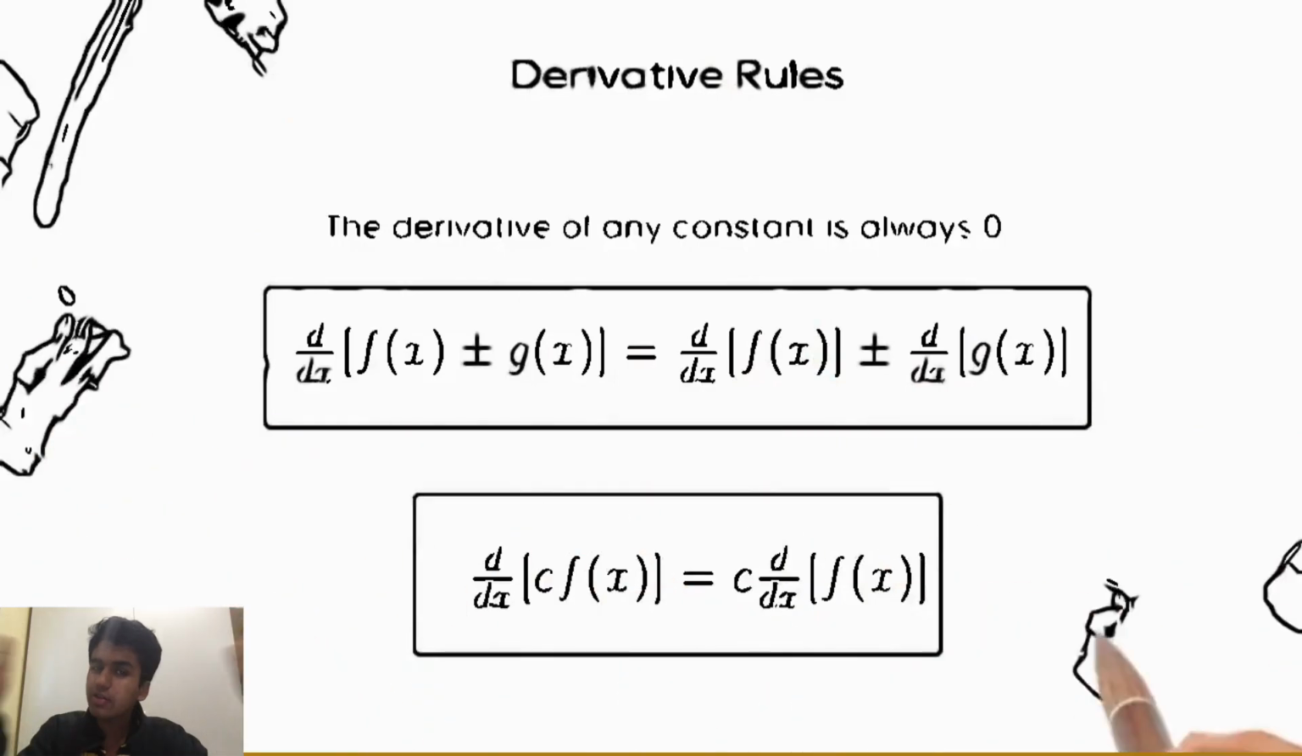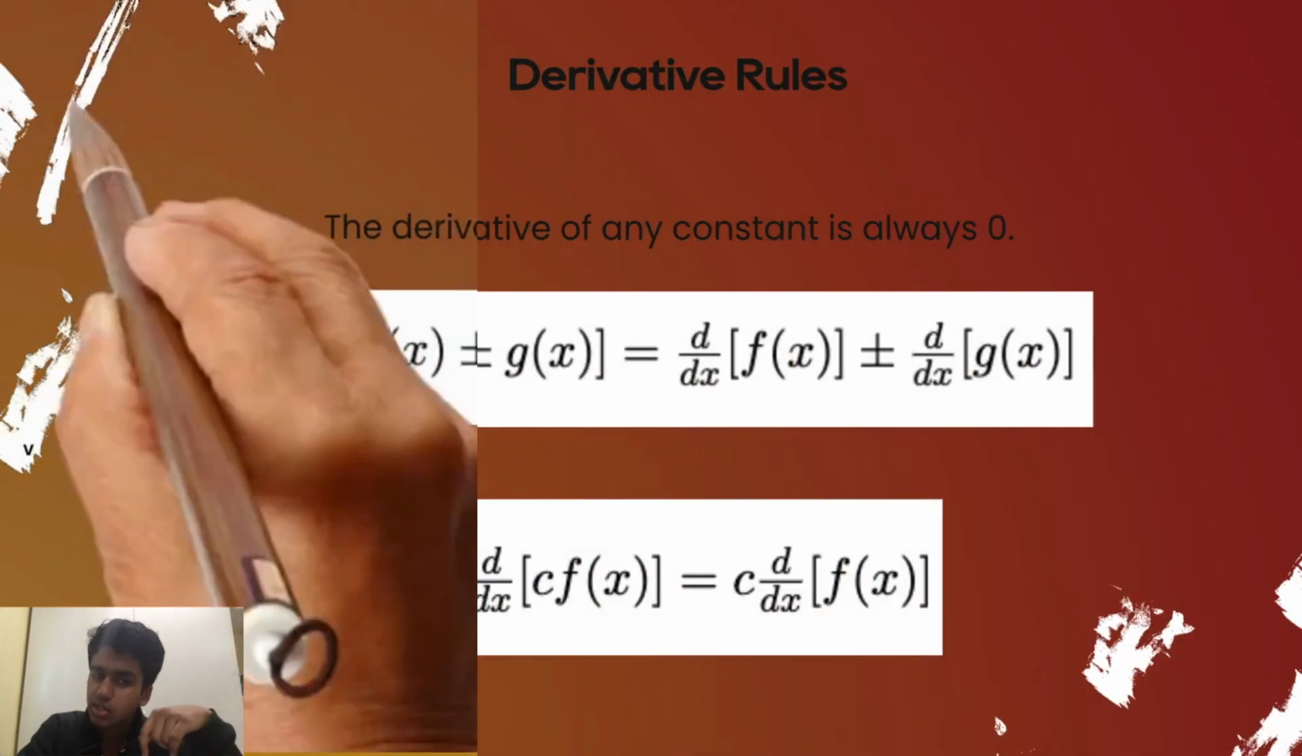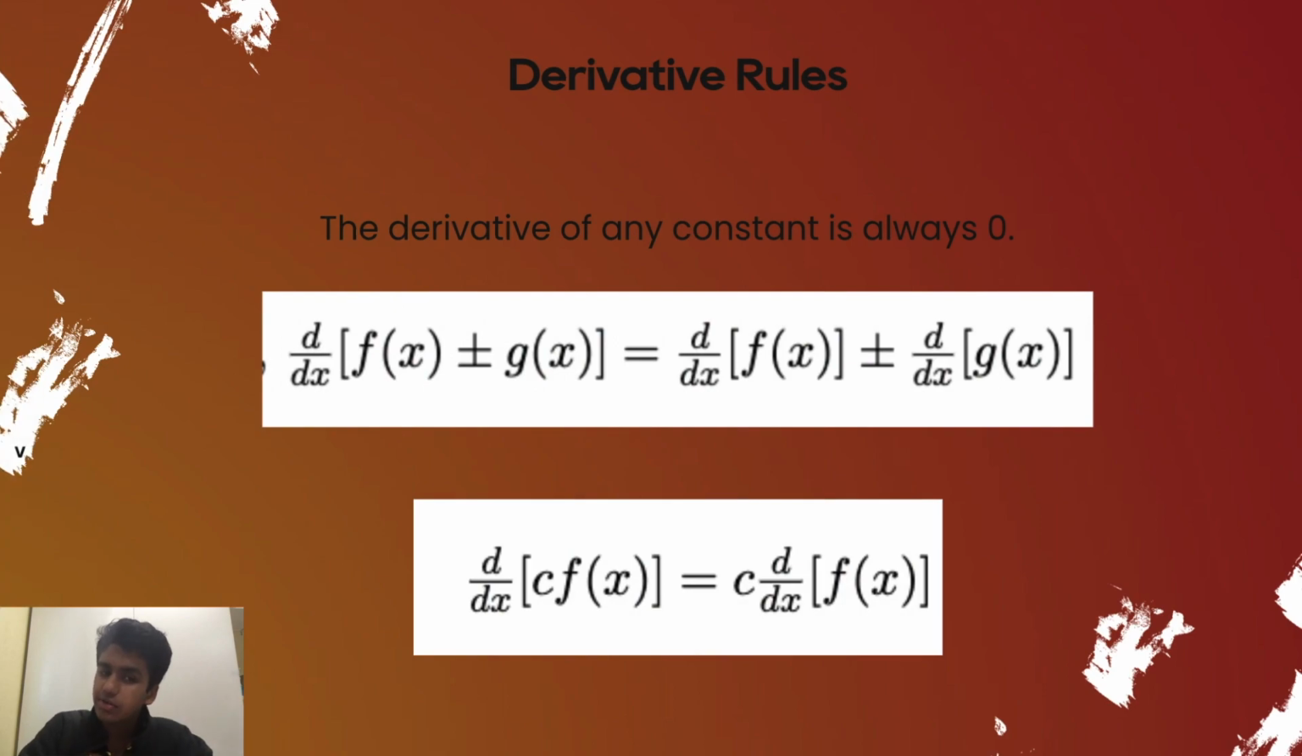So now let's go over some derivative rules. The derivative of any constant is always 0. And if we're asked to differentiate the sum or the difference of two functions, then please differentiate each term separately and then add or subtract them after. This is very important. It'll make your life much easier.